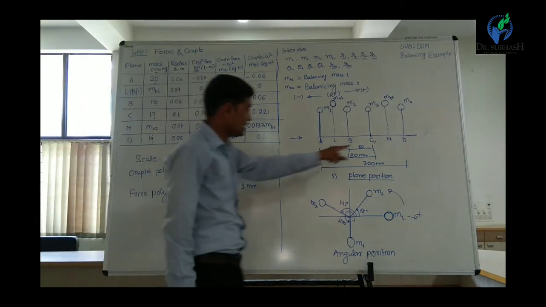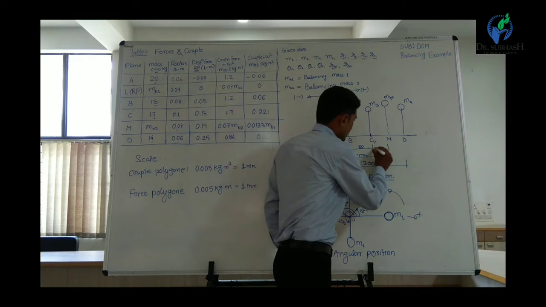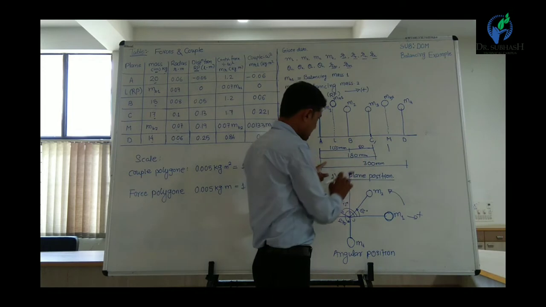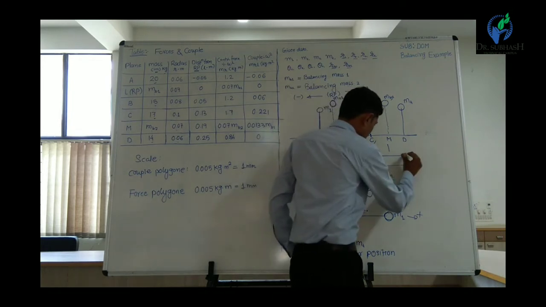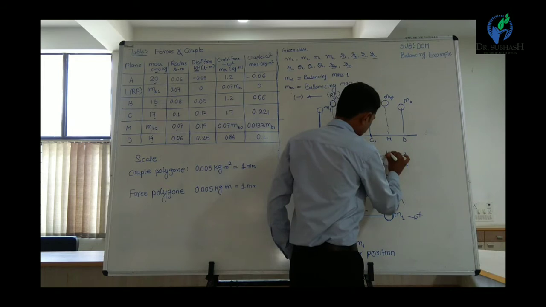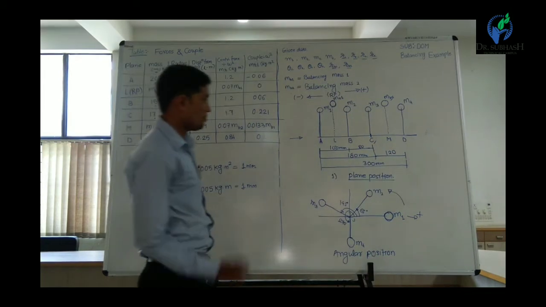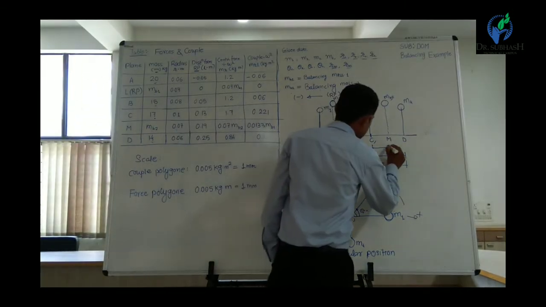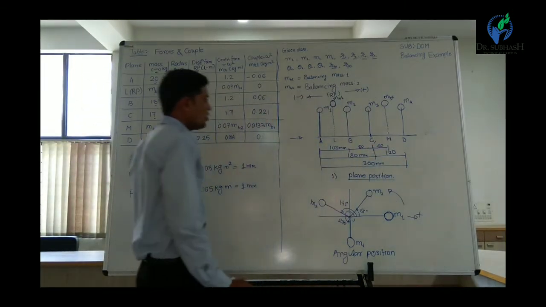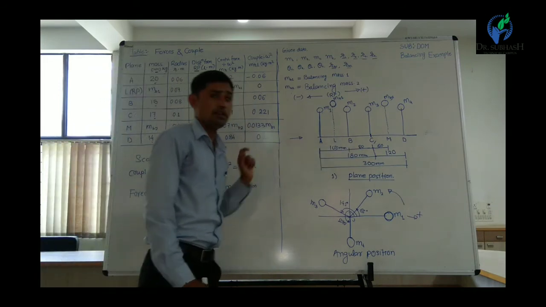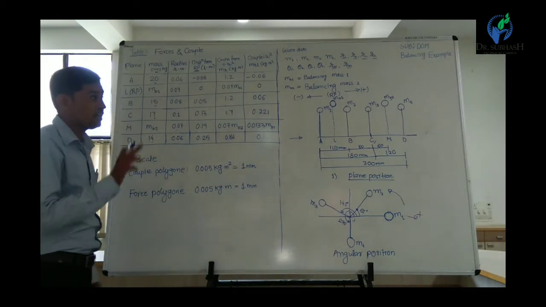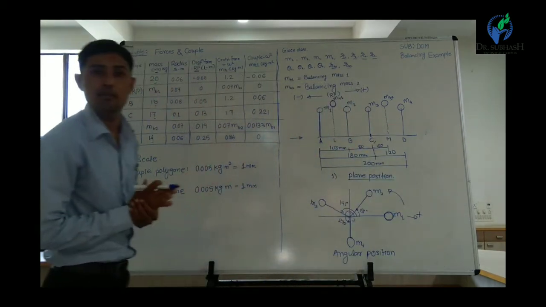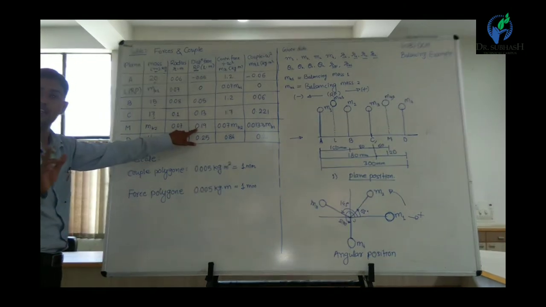Next is the M length. We know that the total distance AD is 300 mm and AC is 180 mm, so this distance becomes 120 mm. CM and MD are both equal, 60 mm. We know that LC is 130 plus 60, which becomes 190. So LM, the distance between the L plane and M plane, becomes 190 mm, and 190 mm is 0.19 meter.